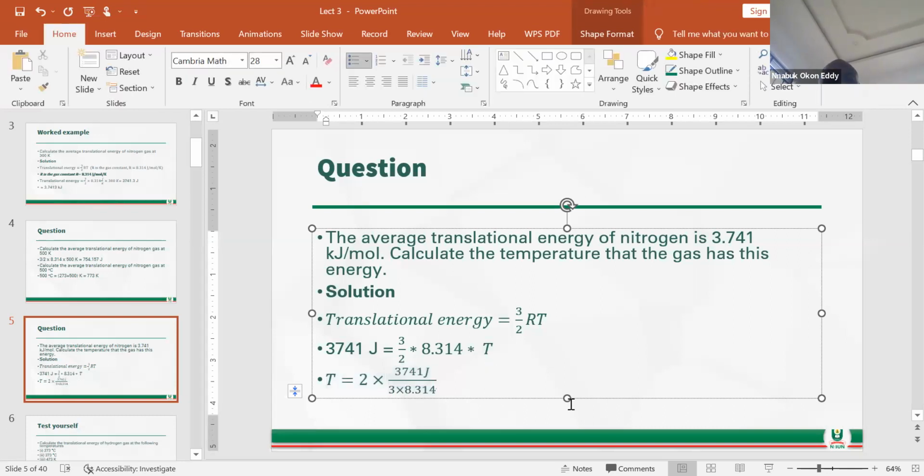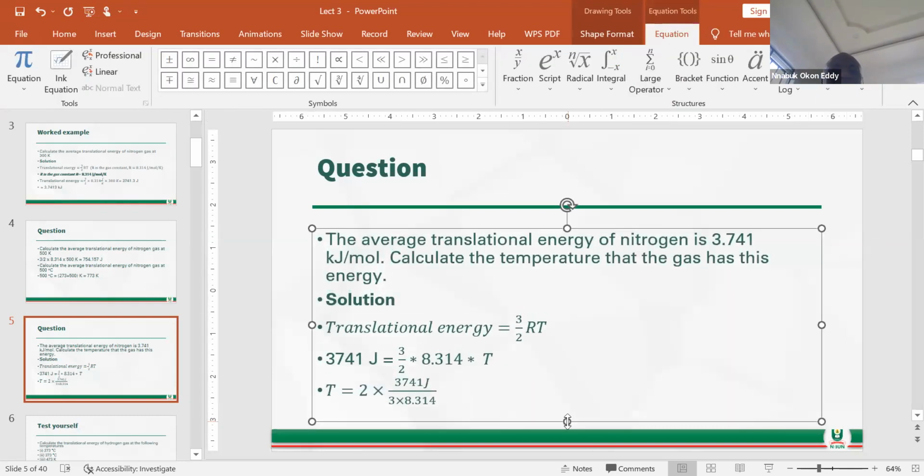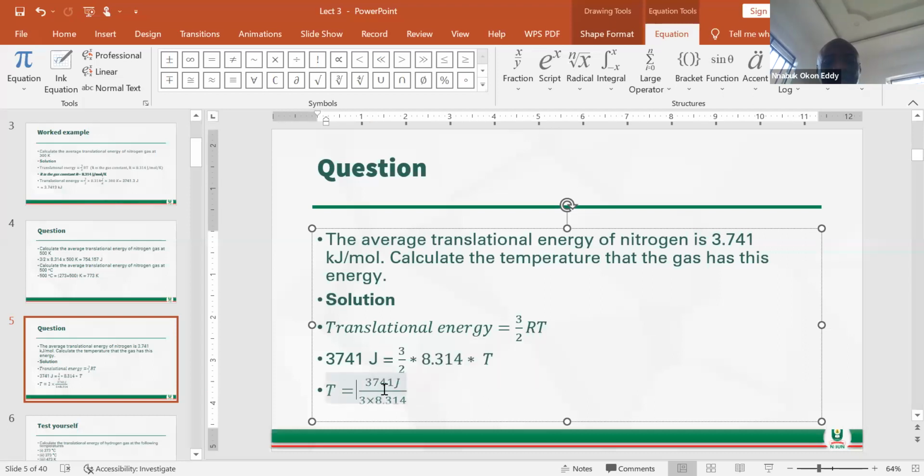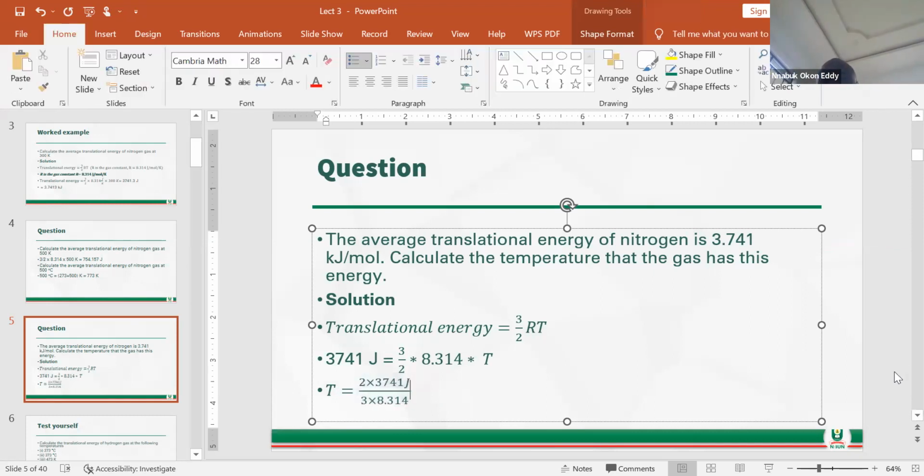So we are trying to make T the subject of formula. So that's your answer, what your answer would take you to. Did you have it that way? Those who were solving, did you comprehend that same way? Yes, sir. Okay. So that is how to calculate it. So that's done for translational energy.